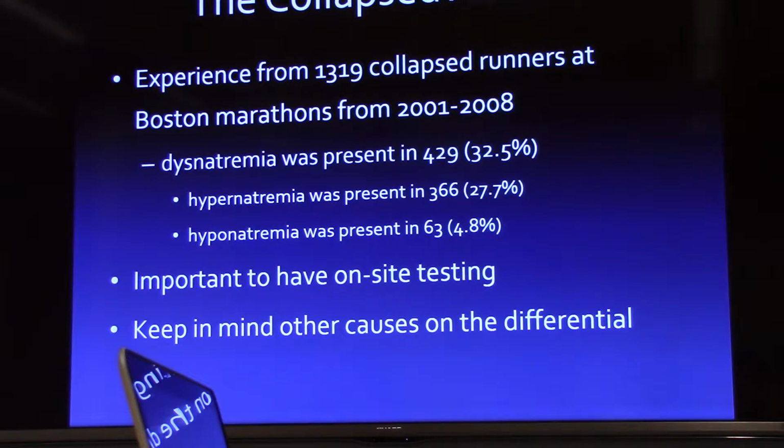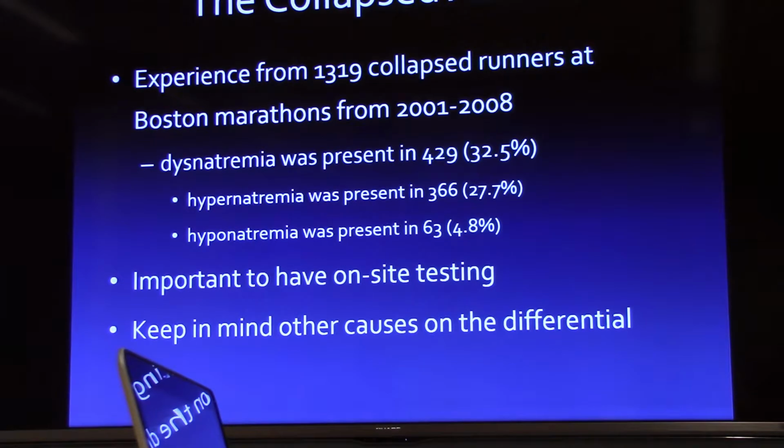To continue along the same line of thought, it is important to consider differential diagnosis in something like the collapsed athlete. They actually did a study collecting experience from over 1,300 collapsed runners at the Boston Marathons, and they found that dysnatremia, so either hyper or hyponatremia, was present in over 30%, with hypernatremia more commonly implicated as opposed to hyponatremia.